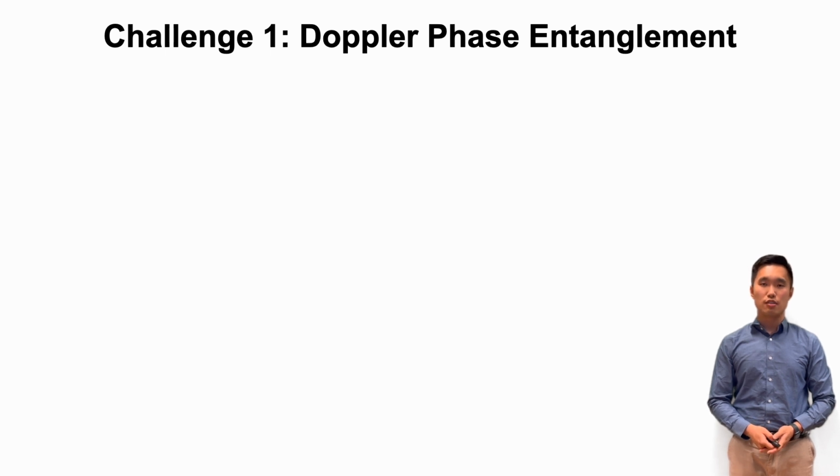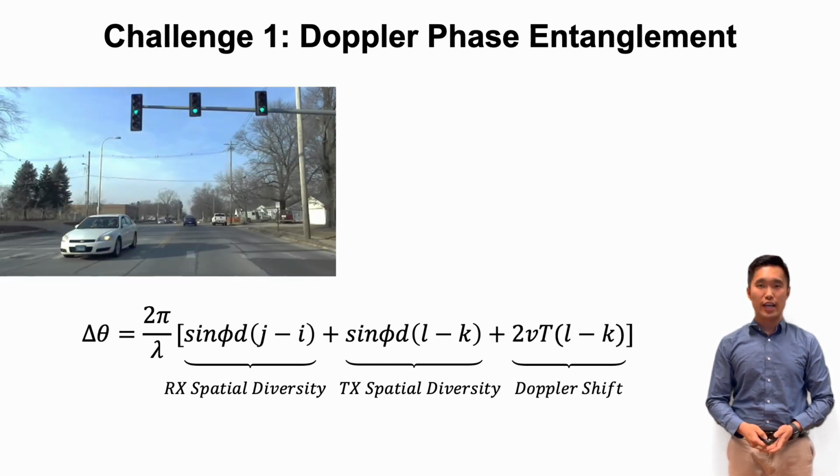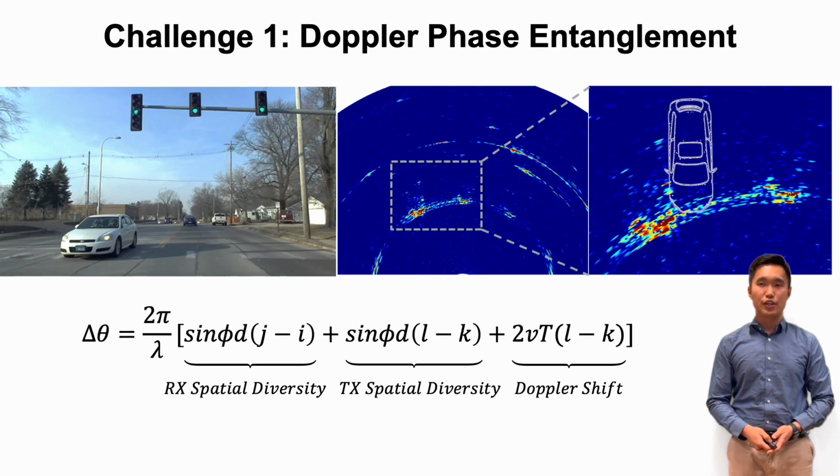The phase variation across the antenna array due to the antenna spatial diversities is used for estimating the directions of reflectors. However, during the transmission interval of the time division multiplexed transmitters, reflected waveforms also experience Doppler phase shift in moving scenes, which is entangled with the phase variation of the antenna spatial diversities. As a result, moving objects can be smeared and appear in different locations than where they really are, and the resulting heat maps are severely distorted.